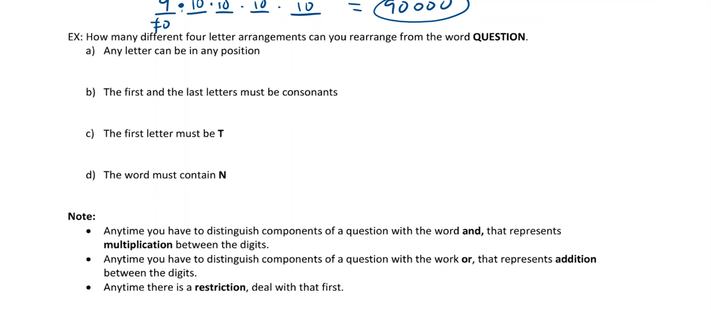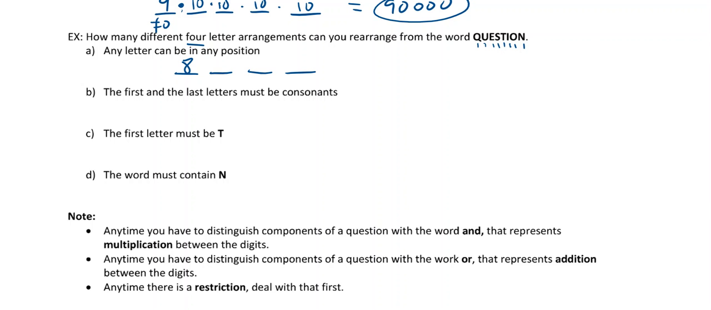Okay, moving on. How many different four-letter arrangements can you rearrange from the word question? Okay, so now, any letter can be in any position. All right, so again, how many different four-letter words? So I'm going to draw four blanks. And then I'm going to look at the very first letter. How many options are there, right? There's no restrictions. It says any letter can be in any position. So really, I'm just wondering how many different letters there are, right? There's 1, 2, 3, 4, 5, 6, 7, 8 to choose from. Okay, so in that first spot, I could have 8 to choose from. There's 8 different ones.